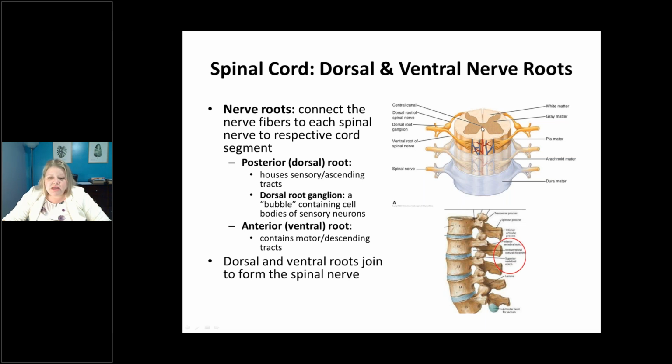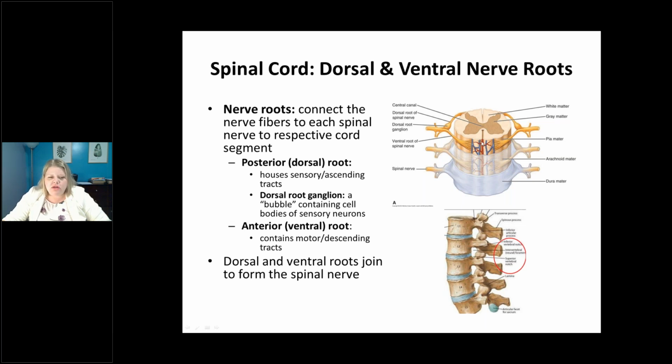We can see the central canal that's right smack dab in the center of the circular structure, and it actually travels the entire length of the spinal cord. So cerebrospinal fluid can actually penetrate the middle part of the spinal cord.